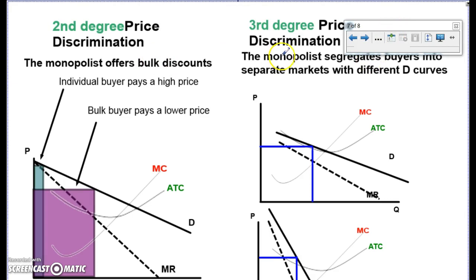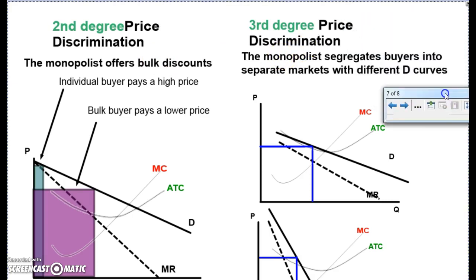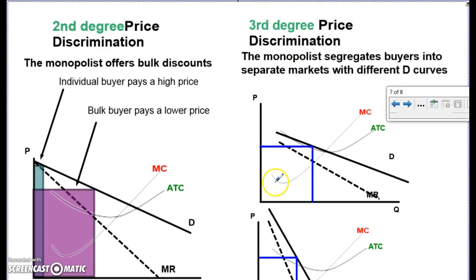A few little notes on second and third degree price discrimination, which are less important but could come up in Econ Challenge. Second degree and third degree price discrimination are not nearly as, shall we say, illegal as first degree price discrimination. Second degree price discrimination is when a monopolist offers discounts to people who buy in bulk. So think Sam's Club, those big superstores where you don't just buy one roll of paper towels, you buy 30 rolls of paper towels. And they sell at a lower price to people who are willing to buy in bulk.